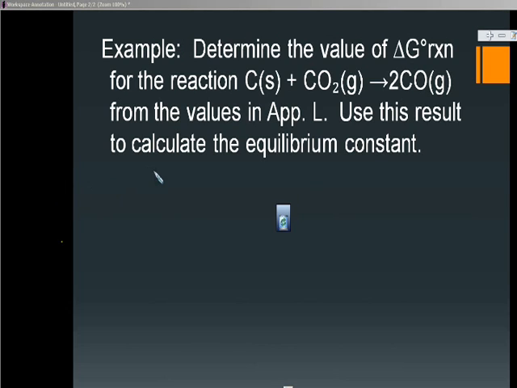So let's look at this example. We want to determine the value of delta G for the reaction from the values in Appendix L. Then, when we use that, calculate the equilibrium constant.